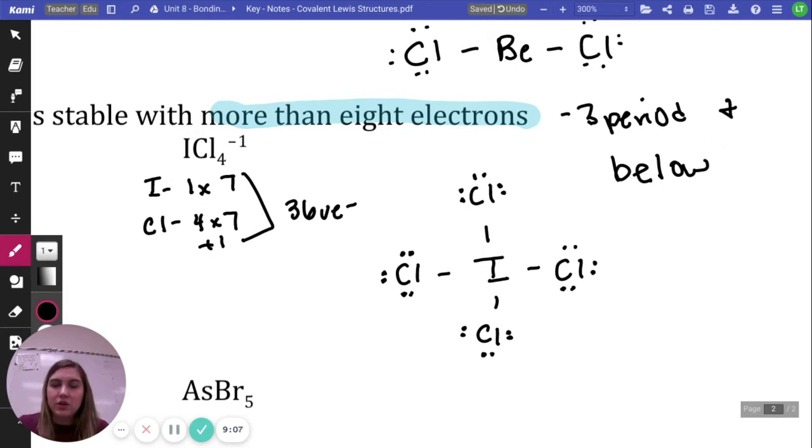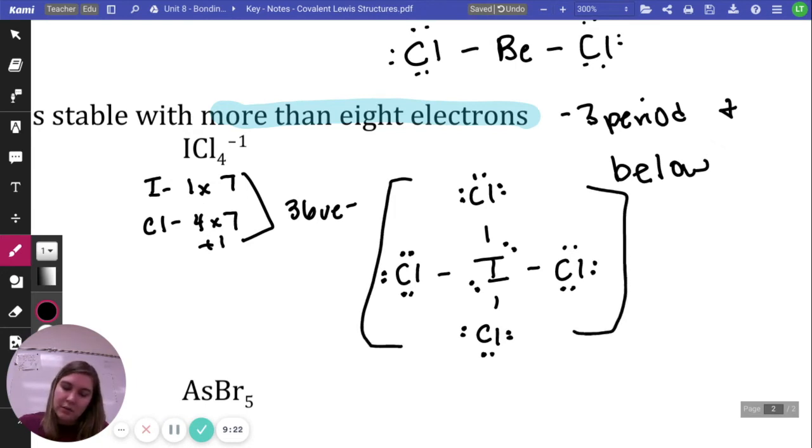So anytime we have extra electrons and our outer octets are full, we put them on the central atom. So we'll go ahead and put those on the central atom, our extra electrons. And then we put it in brackets with the -1 charge. Everyone has a full octet. Iodine has an expanded octet, but that's okay because it's below the 3rd period on our periodic table.